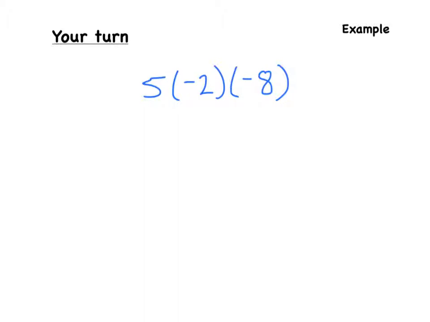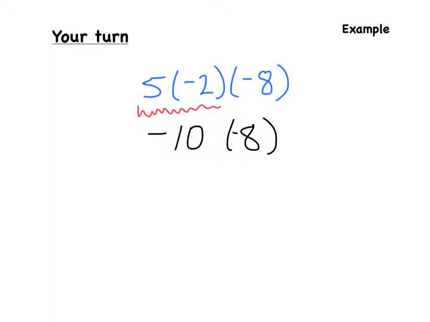Alright, so at first, remember, we want to take the first two numbers and solve those first. So, just like an order of operations. If we have positive 5 times a negative 2, a positive times a negative is a negative, so 5 times 2 is 10, so our answer is negative 10. So bring down the rest and make that a negative 8.